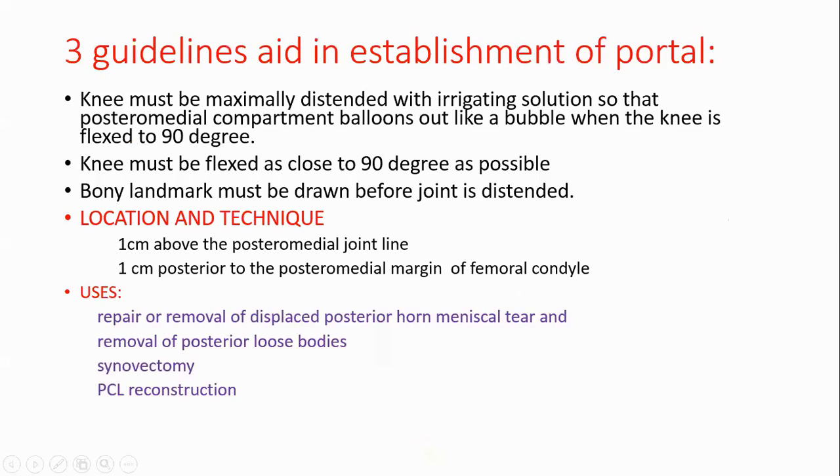There are three guidelines which usually aid in establishment of this portal. The knee must be maximally distended with irrigating solution so that the posteromedial compartment balloons out like a bubble when the knee is flexed to 90 degrees. The knee must be flexed as close to 90 degrees as possible. Bony landmarks should be drawn before the joint is distended. The entry point of this portal is 1 centimeter above the posteromedial joint line and 1 centimeter posterior to the posteromedial margin of the femoral condyle.